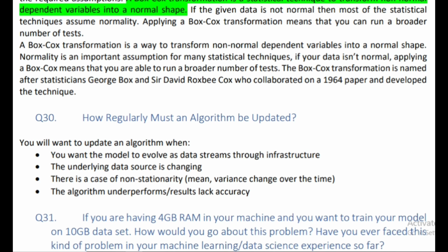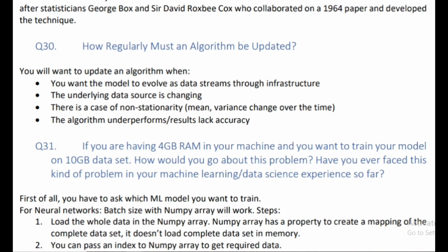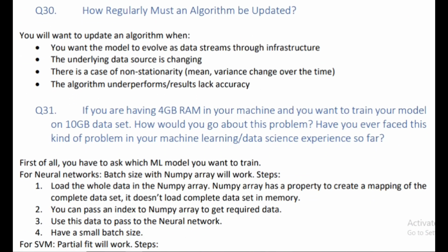Question number 30. How regularly must an algorithm be updated? You will want to update an algorithm when you want the model to evolve as data streams through infrastructure, when the underlying data source is changing, when there is a case of non-stationarity, where mean and variance change over time, or when the algorithm underperforms and results lack accuracy.